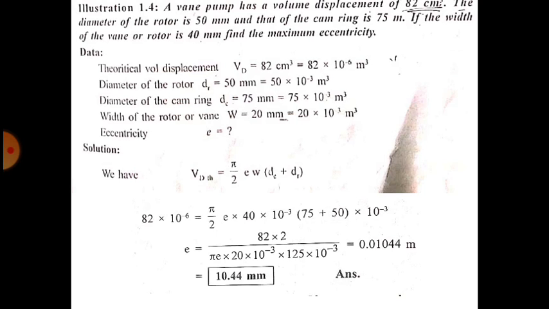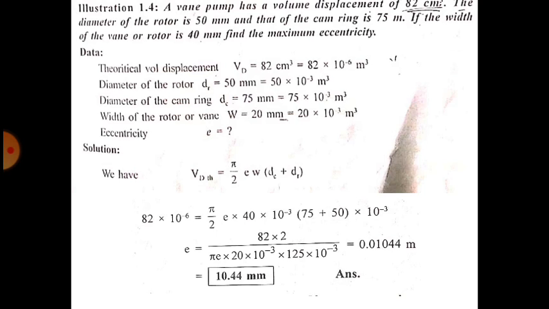So for this much discharge, the eccentricity is 10.44 mm. If you want to find the maximum eccentricity, E max is (dc minus dr) divided by 2, that is (75 minus 50) by 2, so 12.5 mm is the maximum eccentricity.